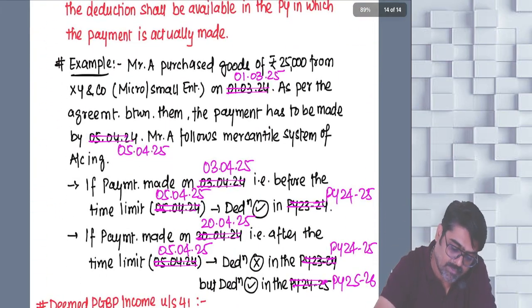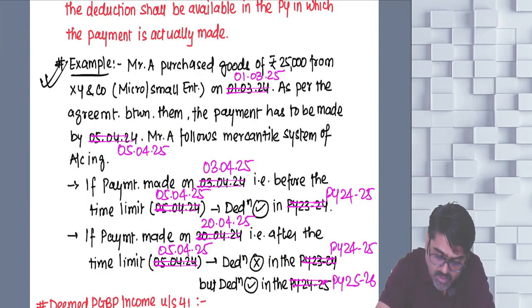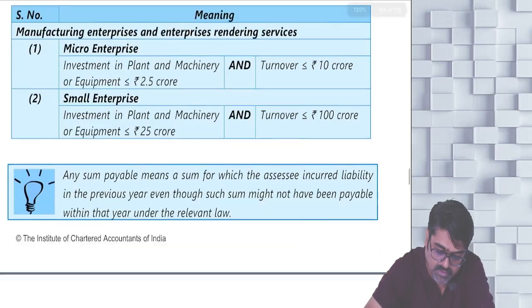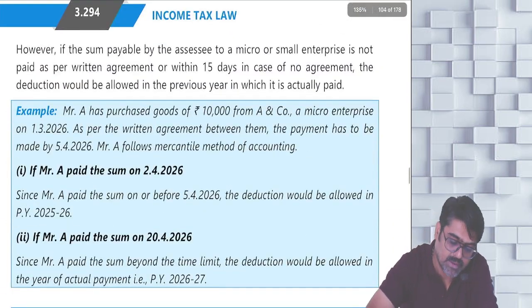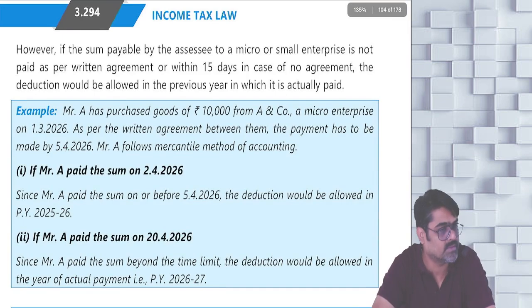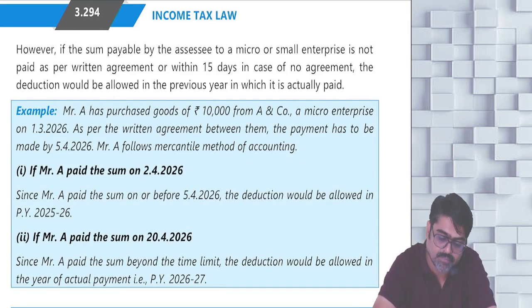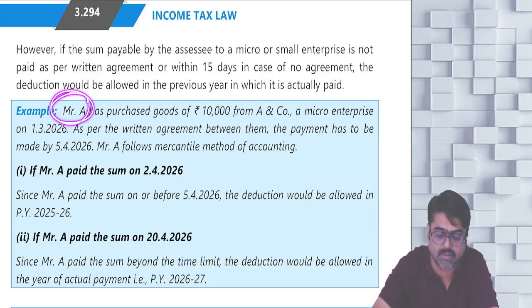Now the same example which I have taken here is an example from your ICAI study material only. Okay, we'll see that example. Come on, see. Mr. A has purchased goods of how much? From A and Company. So who is the assessee? Tell me. Mr. A.